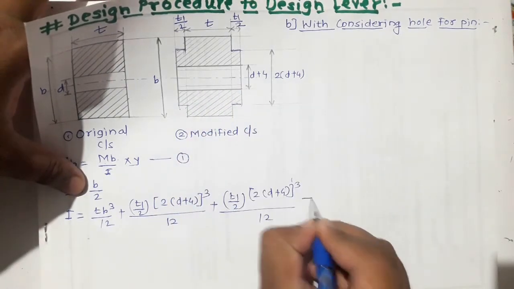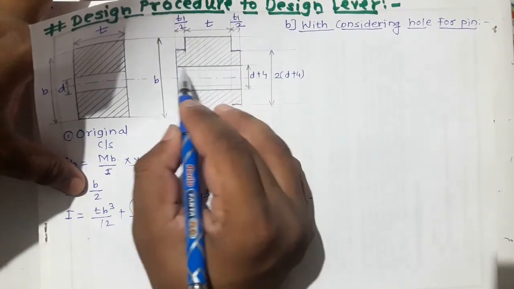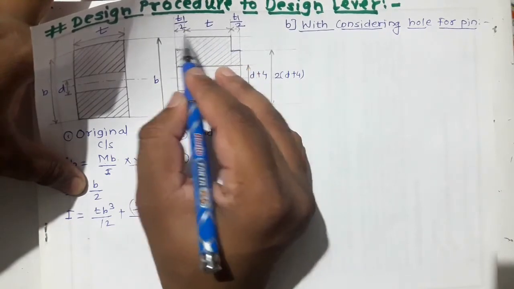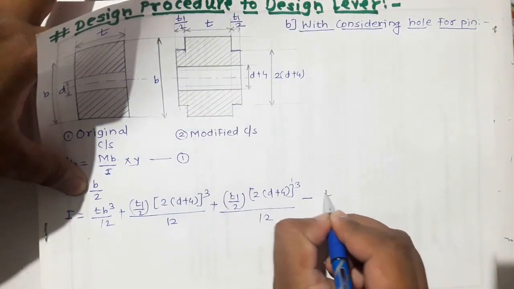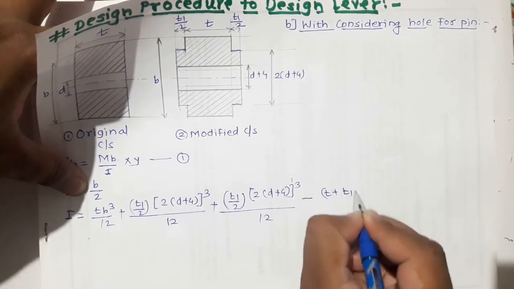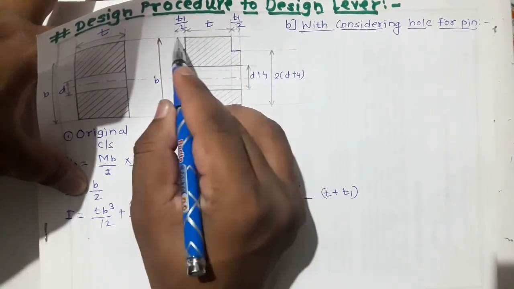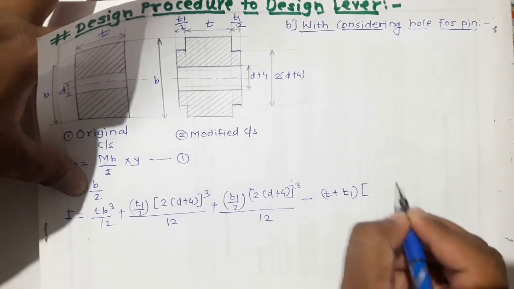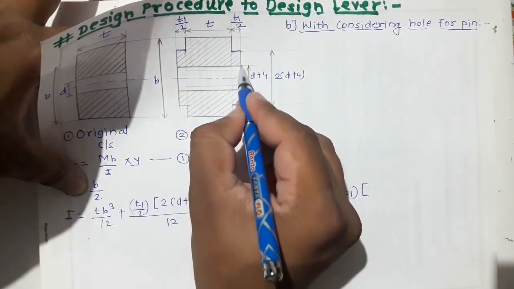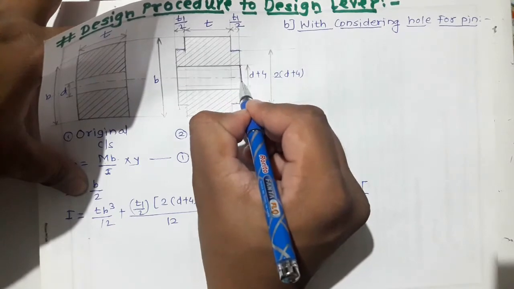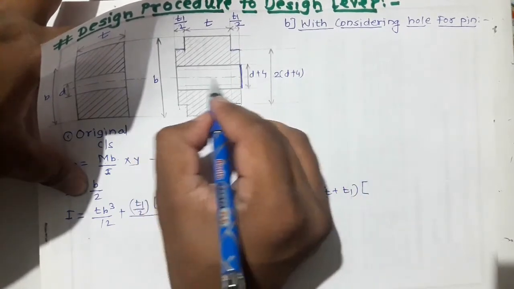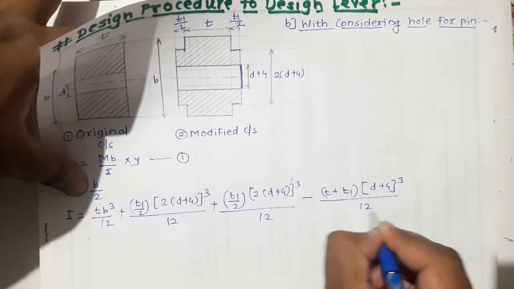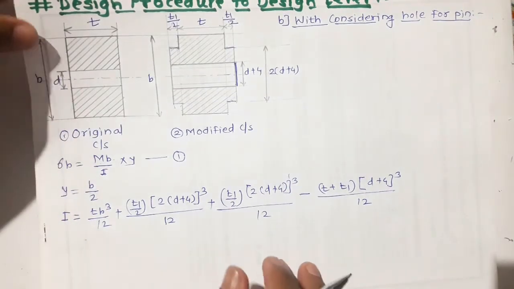So we have to minus. Now consider the total edge parallel to the neutral axis. So this total edge dimension will be T plus T1 by 2 plus T1 by 2, so we can write directly T plus T1. This is the edge which is parallel to the neutral axis. And the edge which is perpendicular to the neutral axis is this distance, that is D plus 4. So we have to make the cube of this side, D plus 4, because it is perpendicular to the neutral axis. So D plus 4 cube upon 12. So this is the moment of inertia for this modified cross section.